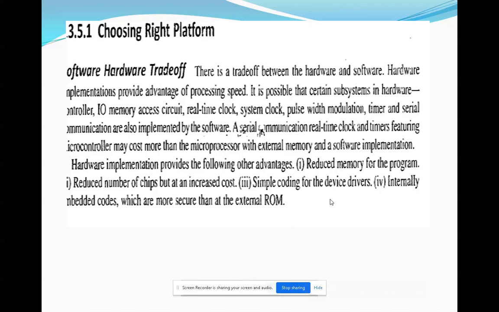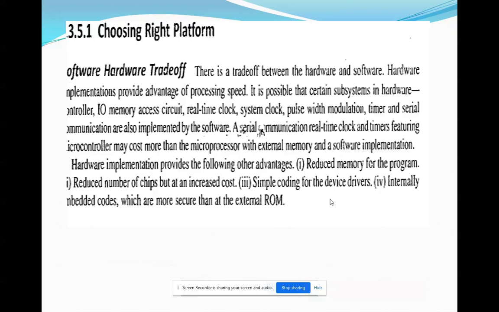Okay, so yes, a serial communication, real time clock, and timer featuring microcontroller may cost more than the microprocessor with external memory and a software implementation. But if you look at this block diagram, the real time clock, serial communication and timer which will be using a microcontroller will be costing while designing in the software, but it will be very low in hardware. Okay, you have to check the trade off between software and hardware, which will be suitable for hardware and which will be suitable in software.